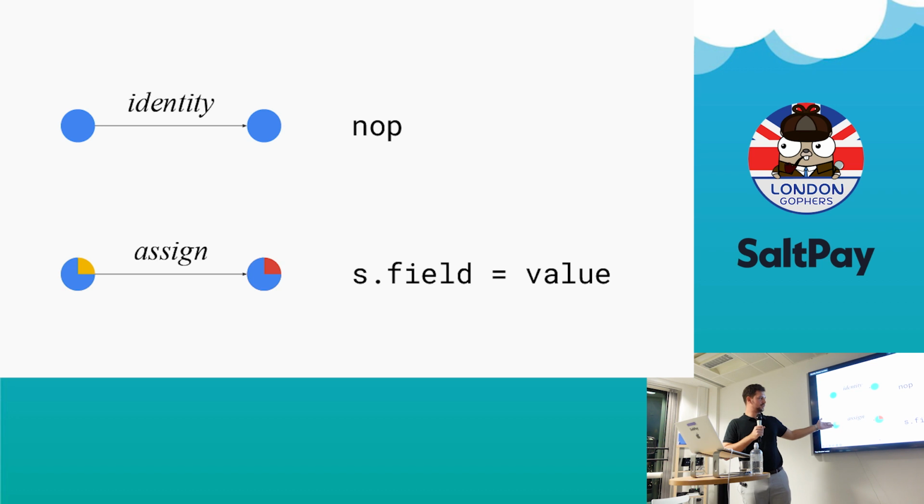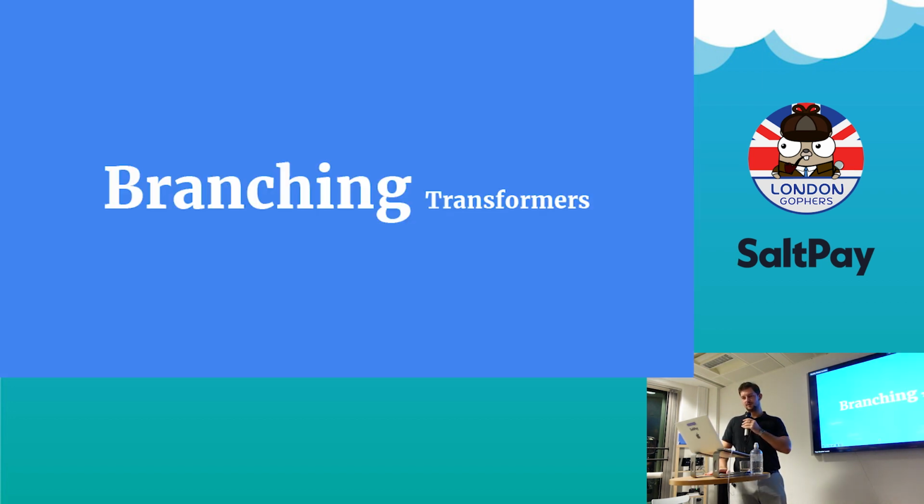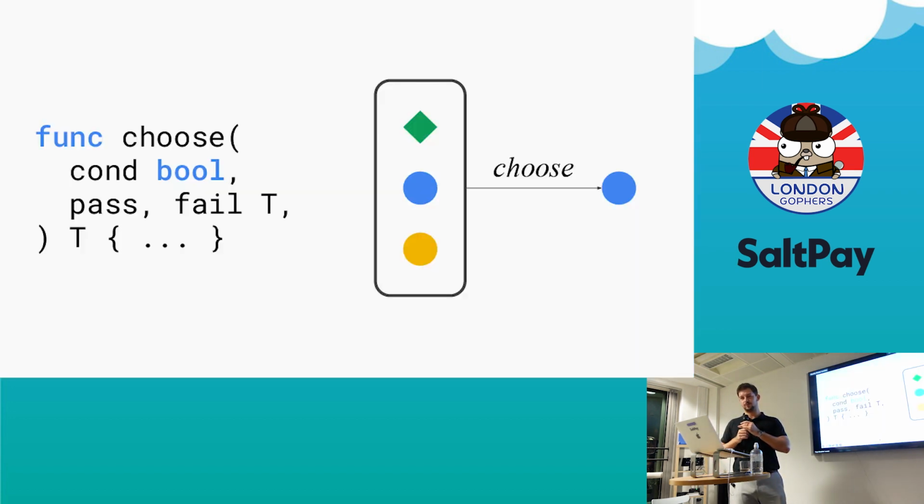That doesn't exist in Go, but basically it takes a state space and returns the same one. Or an assignment on the state space, right? Just changes one field into the other. It's very obvious that those are composable. And there are some branching transformers. So for example, if can be represented as a function that takes a Boolean and two branches, two different state transformers, and choosing based on the Boolean chooses one or the other.